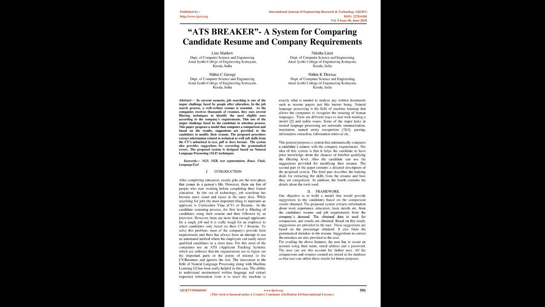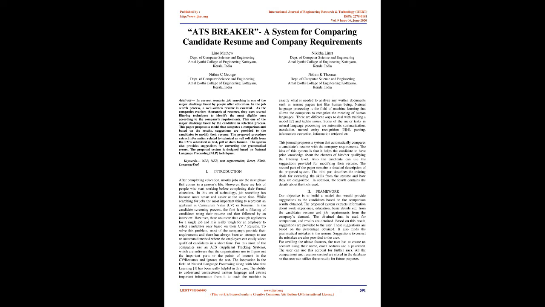For this, most companies use an ATS, applicant tracking system, which is software that organizations use to figure out the important parts or points of interest in the CV or resumes and ignore the rest. The innovation in the field of natural language processing along with machine learning has been really helpful in this case. The ability to understand unstructured written language and extract important information from it to teach the machine is exactly what is needed to analyze any written documents such as resumes, just like a human being.